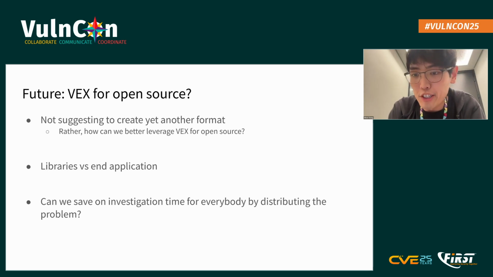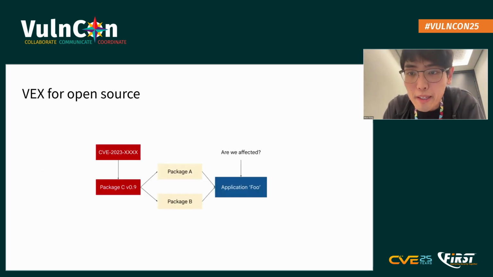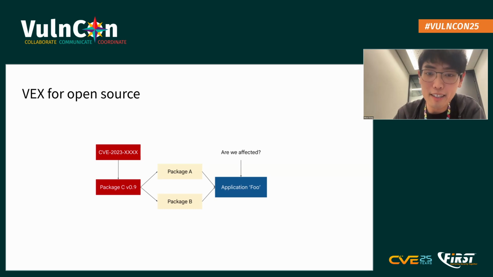Given the distributed graph nature of open source, can we somehow share and propagate VEX statements in a way that reduces investigation time for everybody? So here's an example of what I mean. Let's say package C on the left is vulnerable to a CVE, and my application reaches package C through my direct dependencies A and B. My goal, after running a vulnerability scanner that says I'm affected by the CVE, is to figure out if I'm actually affected.